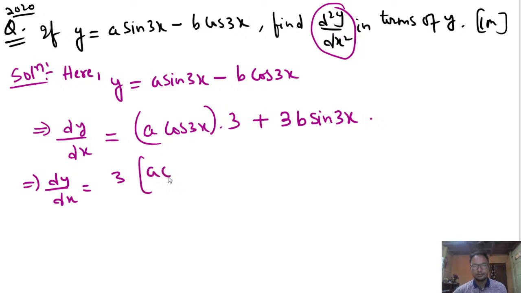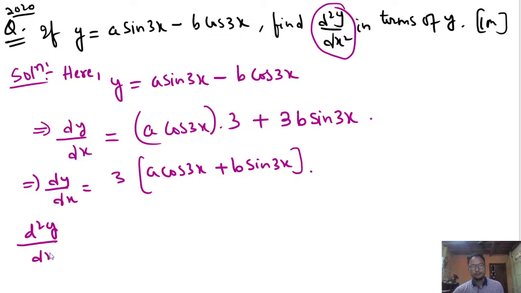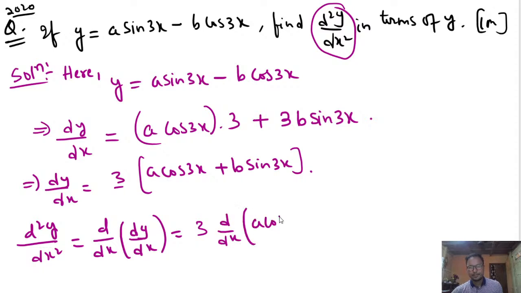3 common, so we will have dy by dx equals 3 times a cos 3x plus b sin 3x. Now d2y by dx square is the derivative of dy by dx. 3 is a constant, so we are having a cos 3x plus b sin 3x, and we differentiate term by term.